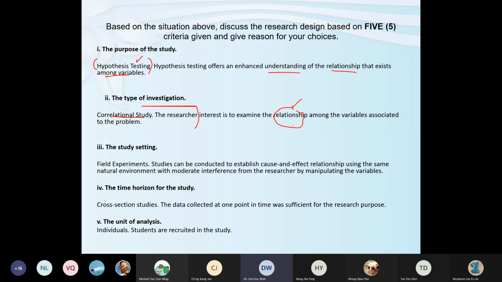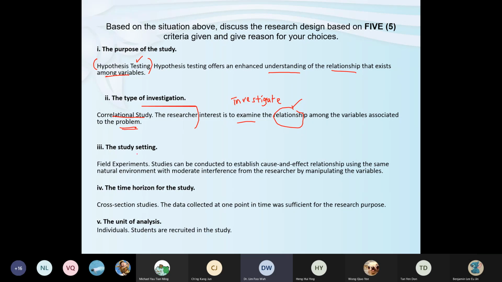Interested to examine, or you want to write to investigate, to identify, it depends on you. Okay. Examine the relationships among the variables associated with the problem. Okay. Plug in the definition. Use your own way to write it.